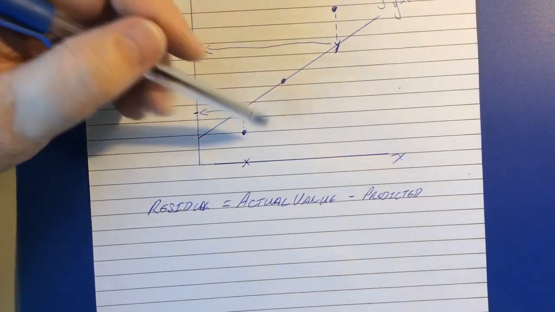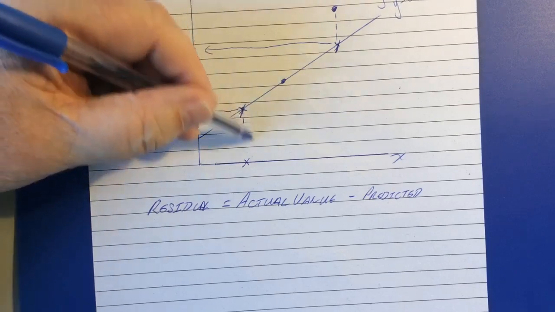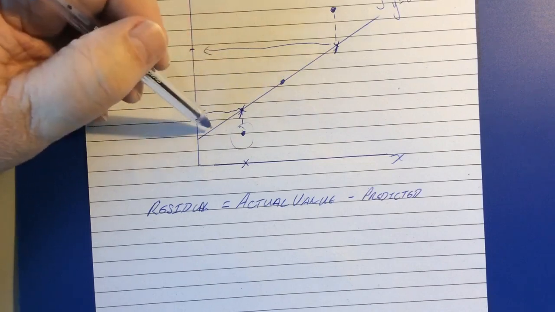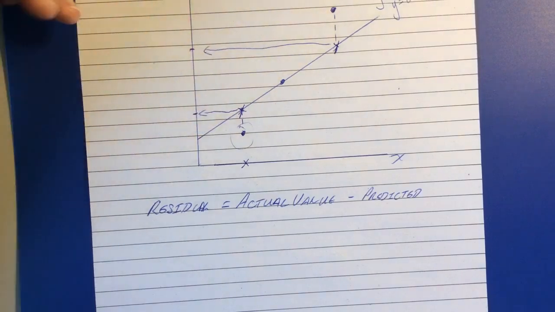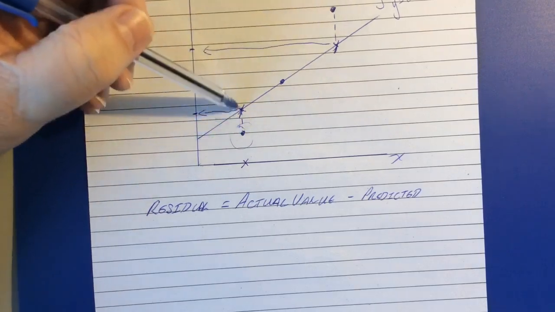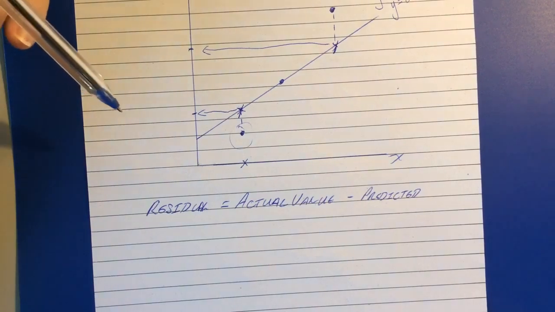So you can tell if the number that you get has a negative in front of it, your actual data point was below the line of best fit. That's all there is to it. It is this distance here. And we find that distance by taking the difference between an actual and a predicted value.